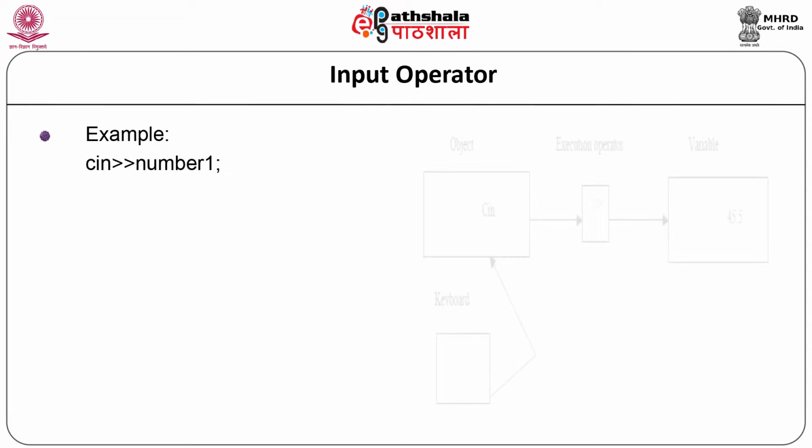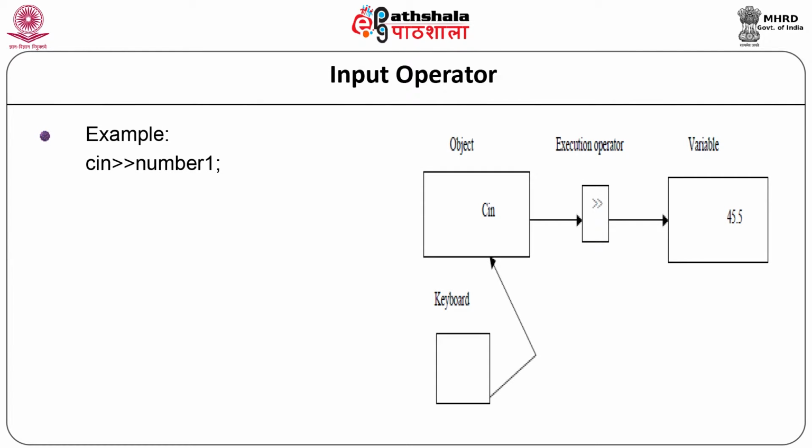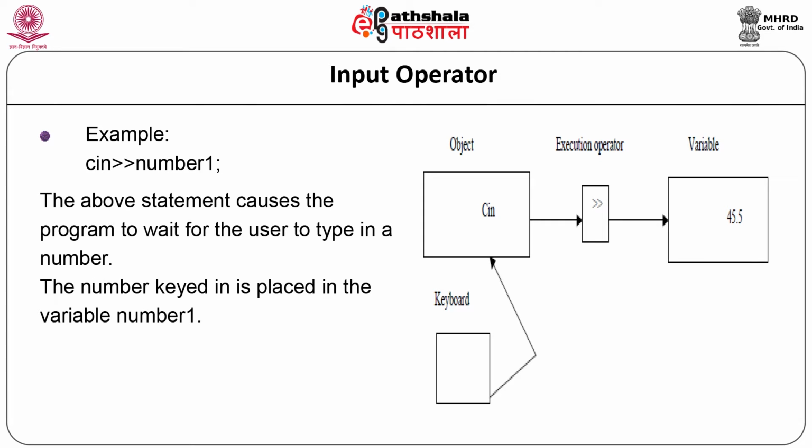Example: cin >> number1; The above statement causes the program to wait for the user to type in the number, which is then placed in the variable number1. Program to implement the usage of the input operator.